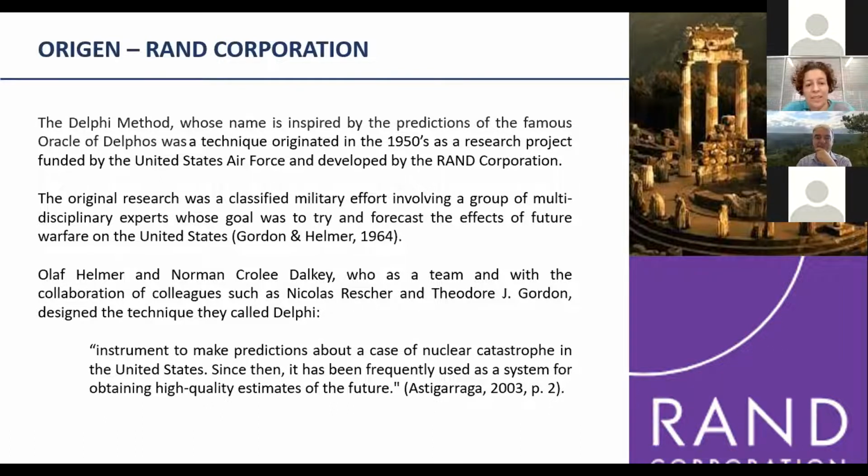The original research was classified military research, involving a group of multidisciplinary experts whose goal was to try to forecast the effects of future warfare in the United States. Olaf Helmer and Norman Dalkey were the inventors, working in a team with the RAND Corporation, and they used this technique to make predictions about what could happen with nuclear weapons in the United States. Sorry for the interruption.